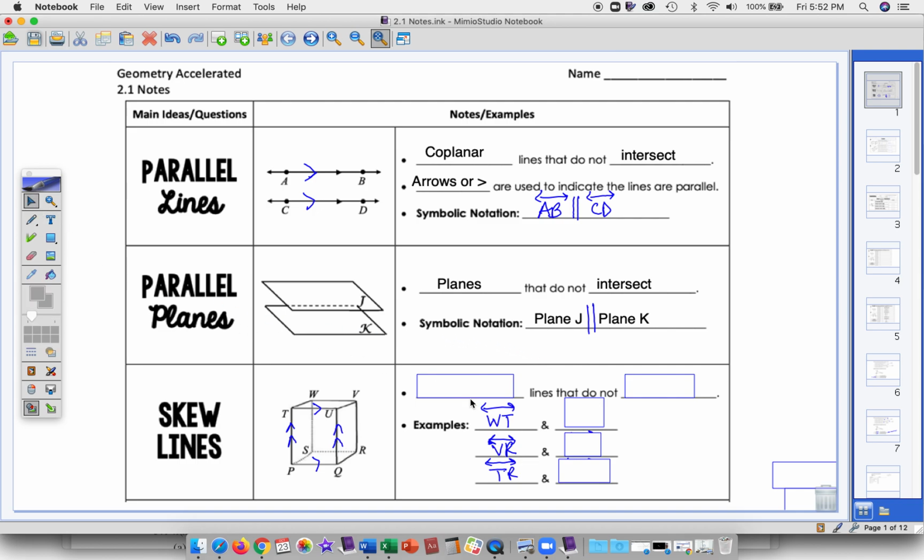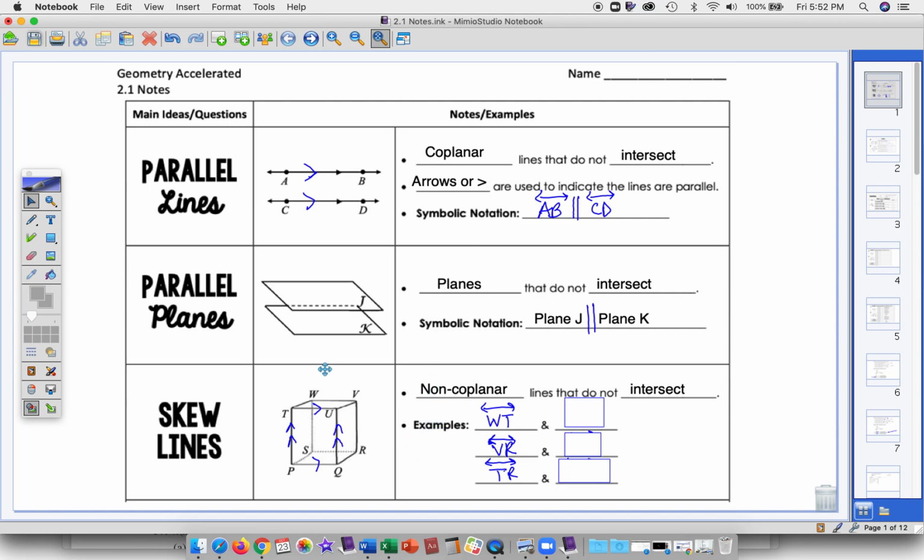So now skew lines. Skew lines are also lines that do not intersect, but they are non-coplanar. So that's why it's important that when we define parallel lines, we define them as coplanar lines. Okay, big difference here.